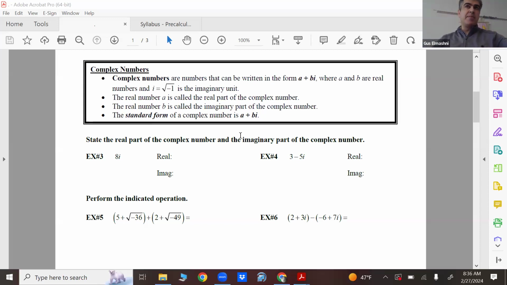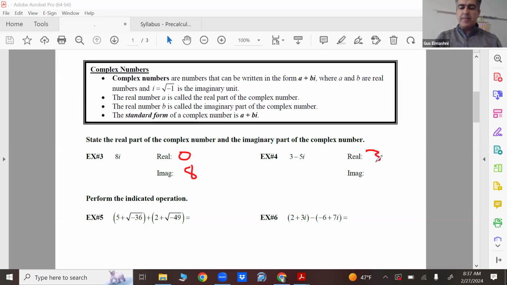i is a complex number, even though it's just imaginary. So anything is considered complex. It's kind of like the overarching, if you look at the hierarchy of numbers, the big umbrella that covers all of the numbers. And when you write in standard form, you always write the real part first and the imaginary part second. So in this case, the real part is 0 because there's no a. The imaginary part is 8.